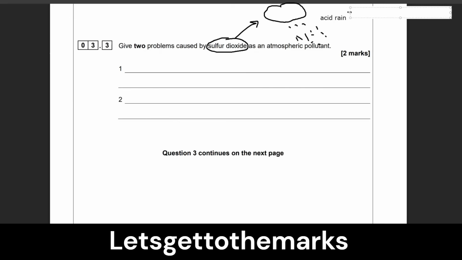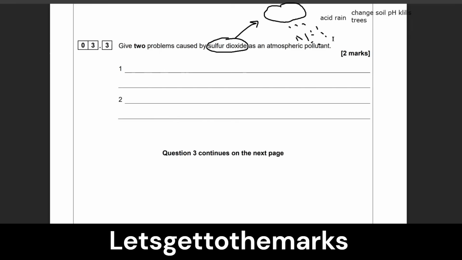Changes soil pH and kills trees would be one. And then changes the pH of water and kills fish, damages buildings that are made of limestone or constructions made of limestone. But sulfur dioxide probably also causes respiratory illness. So it depends whether they want acid rain, respiratory illness, or whether I give two effects of acid rain. As it says, give two problems caused by it as an atmospheric pollutant.